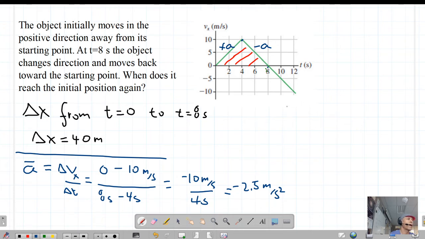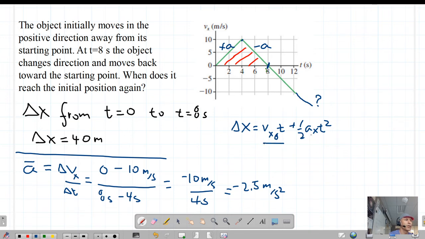So now I want to figure out when the object will have reached negative 40 meters. Well, I'll apply this equation, delta x equals initial velocity times time plus 1/2 acceleration times time squared. Since we're interested in this part where the object turns around and goes in the negative direction, the initial velocity is 0 because at 8 seconds, velocity is 0. So that term will not matter.